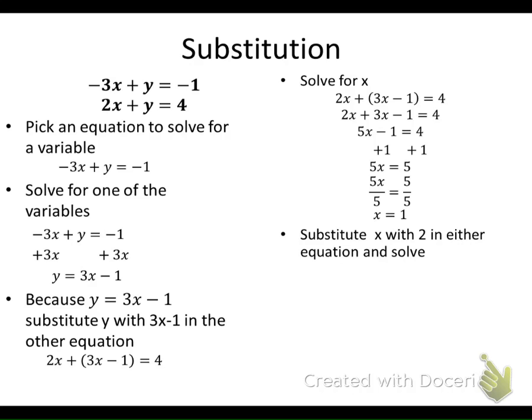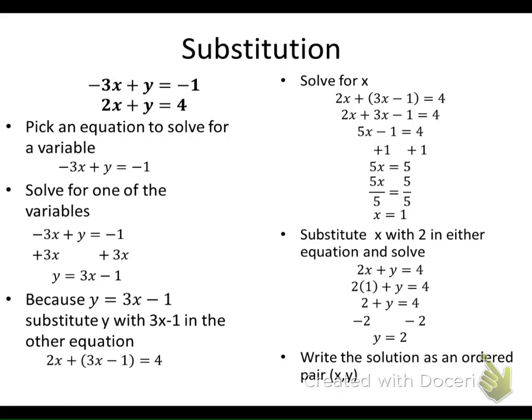Can't stop there. We got to find y, so I'm going to substitute x with 1 to figure out what y is. Alright, so 2 times 1 was just 2. To get rid of that positive 2, subtract 2 on both sides, and y equals 2. Write it as an ordered pair. So this is the end of the substitution segment.